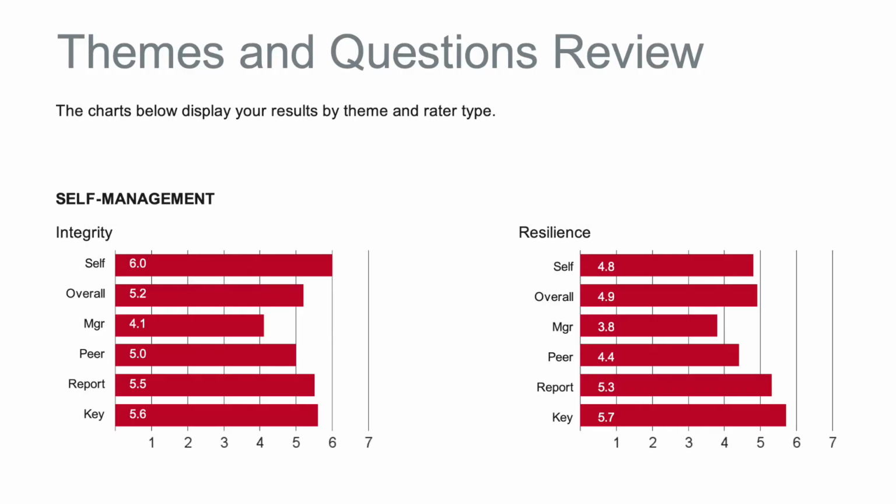On the themes and questions review, located on page 15, we can clearly see the variation in the various rater groups. This is a graphical representation of the data on the previous pages. It helps different people see things differently. Some people like data, other people like that graphical representation.